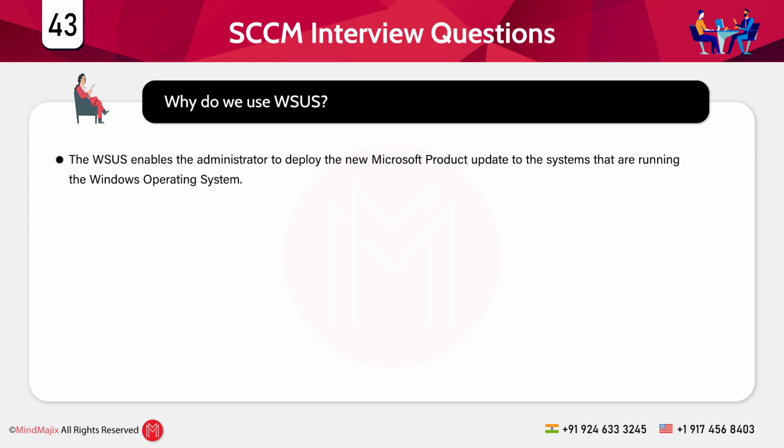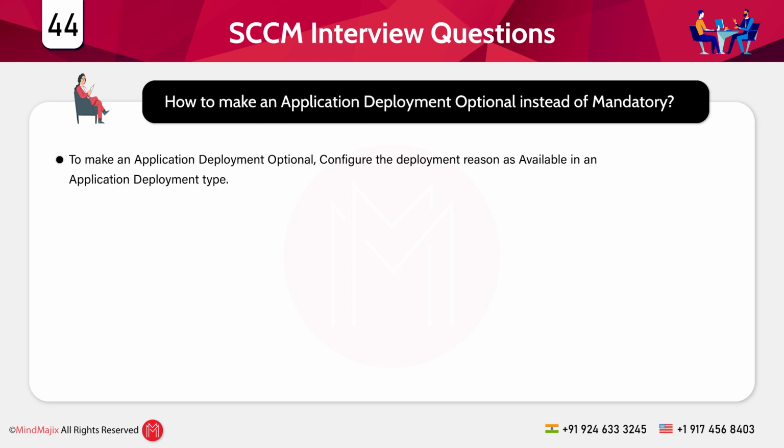The next question is why do we use WSUS? The WSUS enables the administrator to deploy the new Microsoft product update to the systems that are running on the Windows operating system. The next question is an interesting and a very important question. The question says how to make an application deployment optional instead of mandatory. To make an application deployment optional, configure the deployment reason as available in an application deployment type. After this, the available applications are displayed in the application catalog where the users can install them.